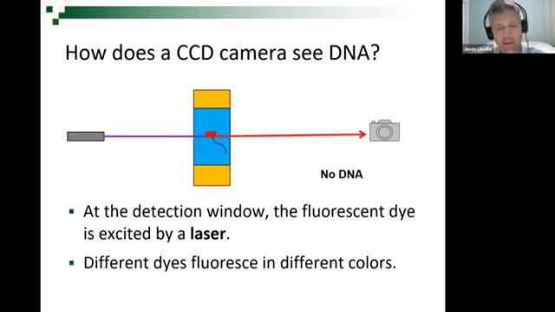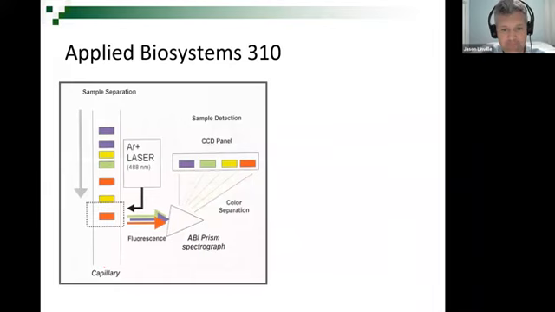Here, this represents a fragment of DNA that has that red fluorescent dye at the end. So when the laser hits that fluorescent dye, it gets excited and it fluoresces like a red color, or an orange color or a yellow color. The camera can see that fluorescent dye and it registers, oh, DNA is present, and it'll draw that peak.